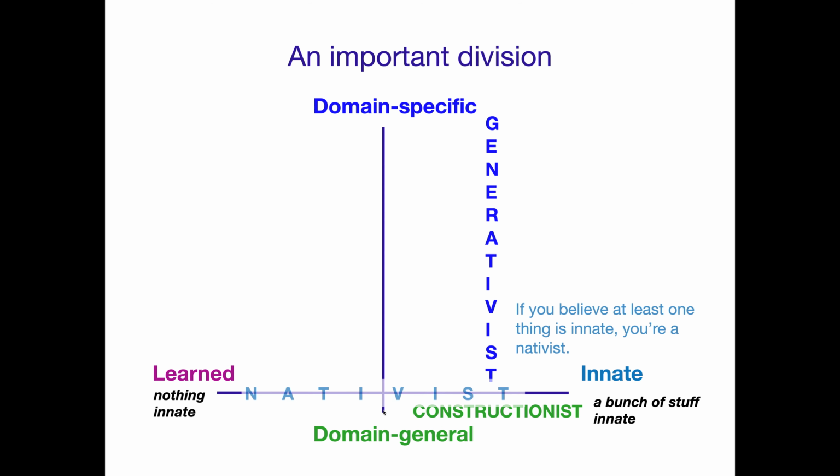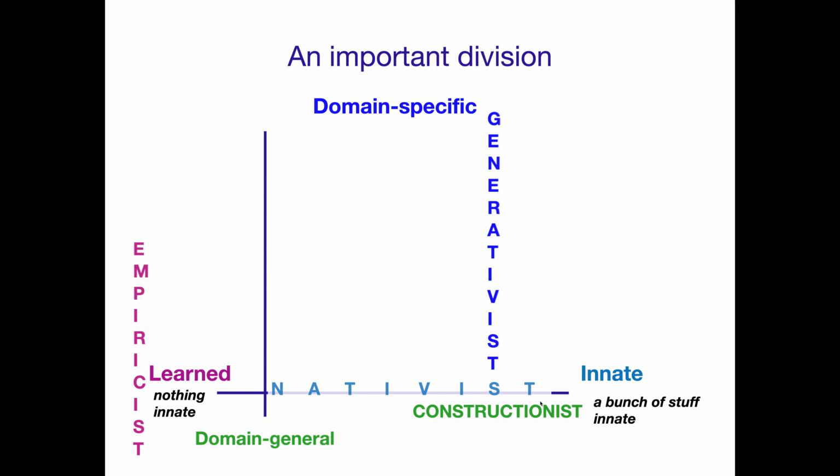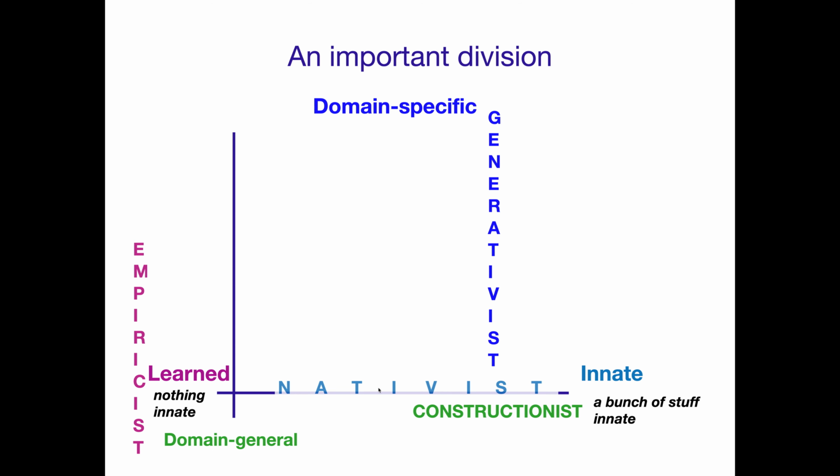Now let's think about learned versus innate. If you believe at least one thing is innate, guess what? You're a nativist. Versus if you believe nothing is innate, you're an empiricist. So zero versus one or more. Zero innate, empiricist. One or more things innate, nativist. So again, our axis kind of looks like this. It's pretty easy to be a nativist of some kind and pretty hard to be an empiricist, at least under this view of it.